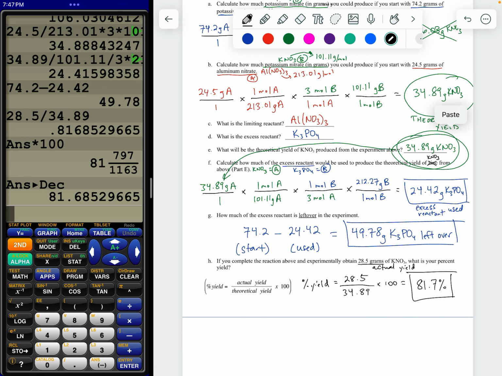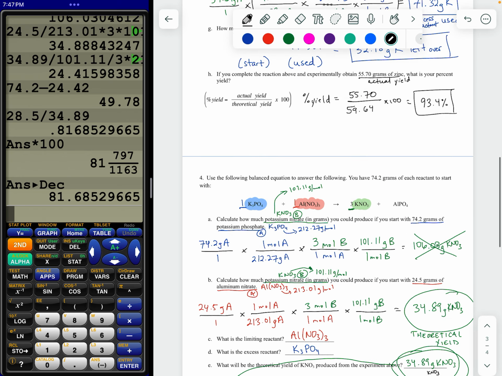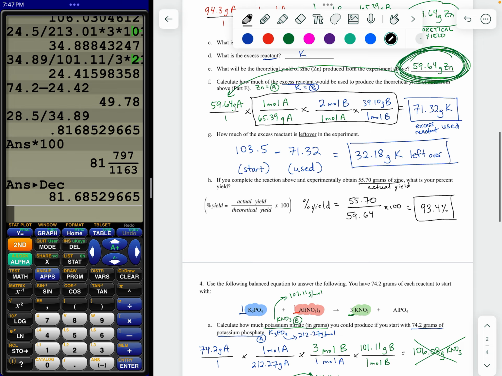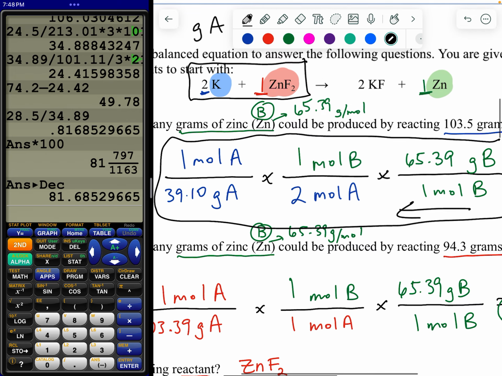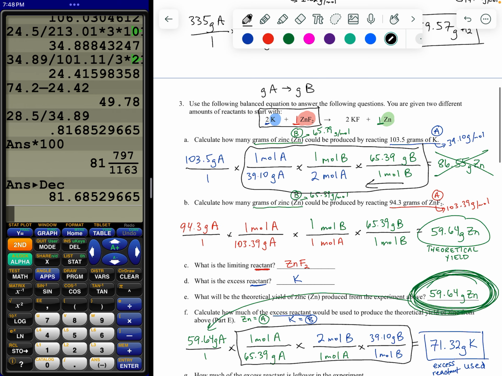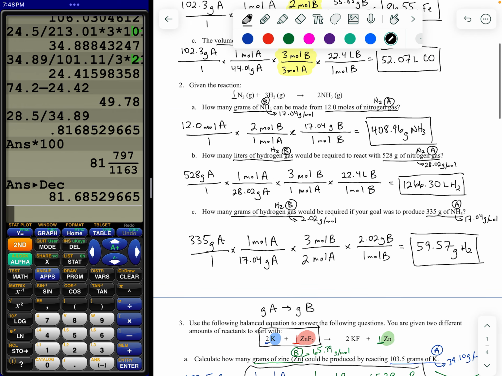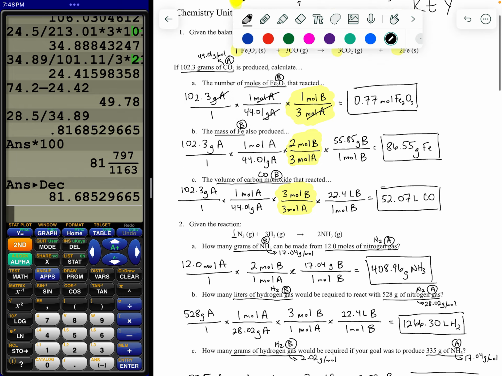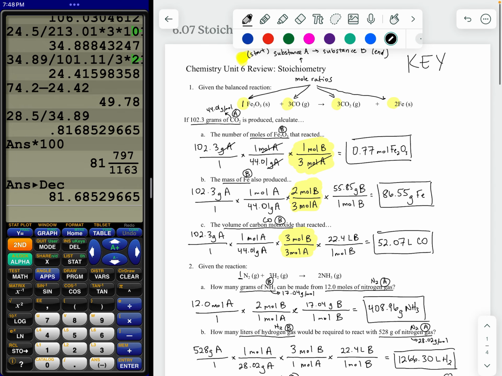So hopefully this helps, and hopefully the color coding down here helped a little bit too. But just make sure that you concentrate on really keeping everything situated in terms of being able to label problems, being able to identify substance A versus B, knowing that it can change depending upon what you're starting with, what you're trying to find, and then knowing, of course, how to use your mole bridge as well, because you'll have that on your test.